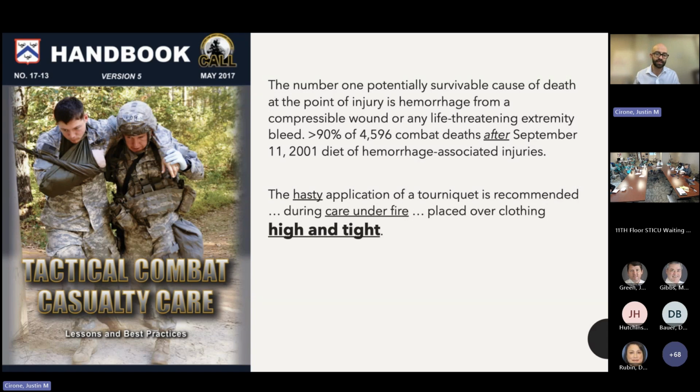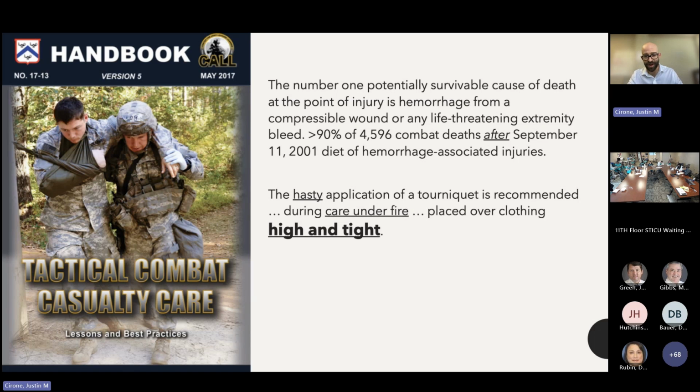The concept is that you don't have time to look to see where the bullet went in, where it went out, how many times they were hit, to go and put on a nice, thoughtful tourniquet. You just need to make sure they don't die of hemorrhage before you can get them to a place where you can assess them. So you just put it as high as you can, as tight as you can, and that will stop the hemorrhage in the extremity.